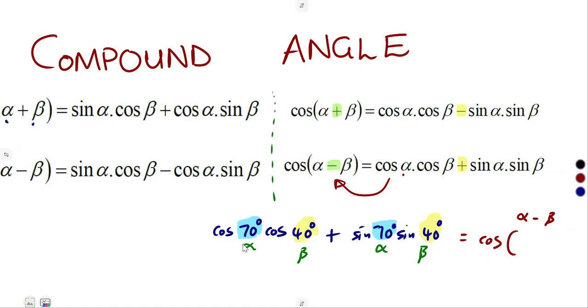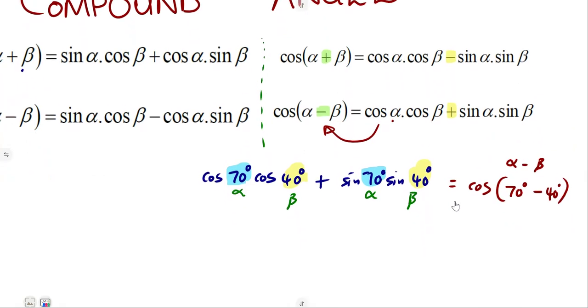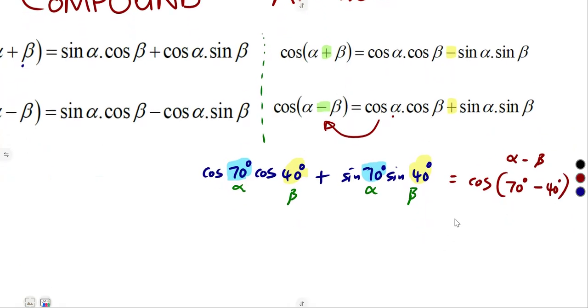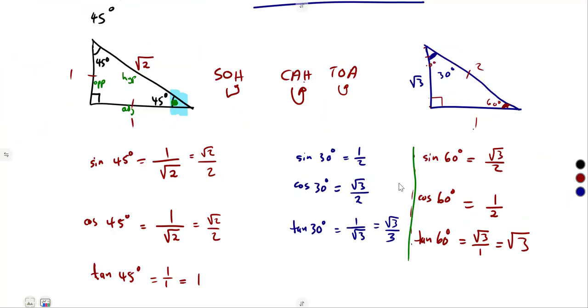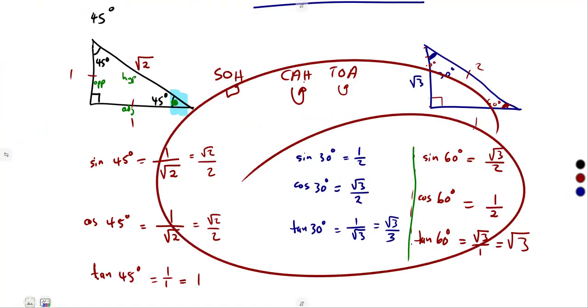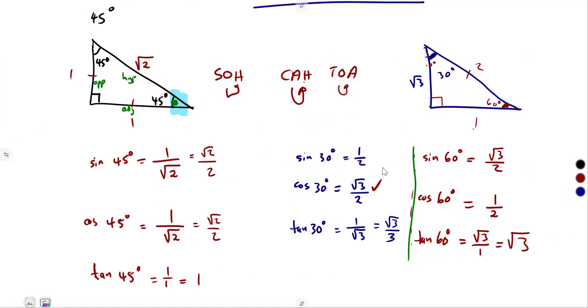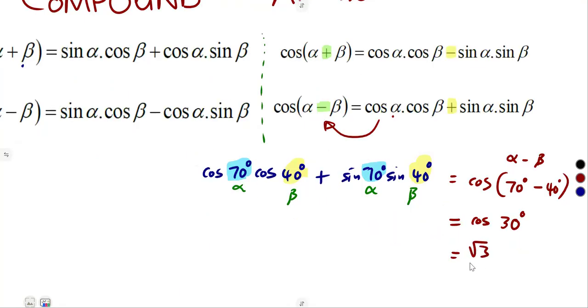What is your alpha here? 70. Minus, what is your beta? 40 degrees. You see, we can rewrite it back and simplify what is inside of the bracket to a single angle now, giving us a single trig. 70 minus 40, which is 30 degrees, which we can now use its equivalent from our special angles. The cos of 30, we have it, so we can write its equivalent, square root of 3 over 2. So you see how to play around with this.